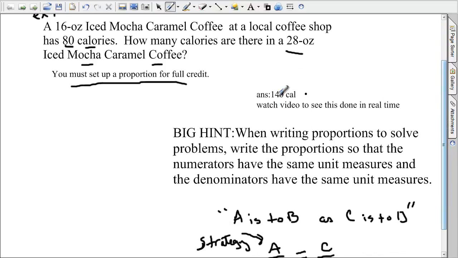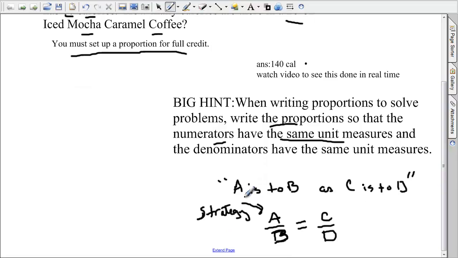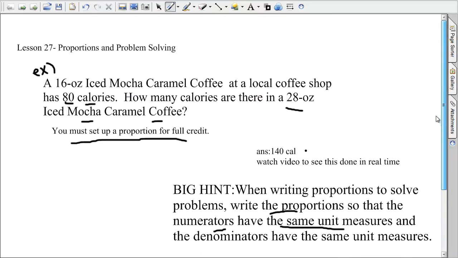But big hint, when writing proportions to solve problems, write the proportions so that the numerators have the same unit measure and the denominators have the same unit measure. So my hint is you always want to be on the lookout for A is to B as C is to D. So trying to construct something that is one fraction set equal to the other fraction, a proportion. So let's go back up.